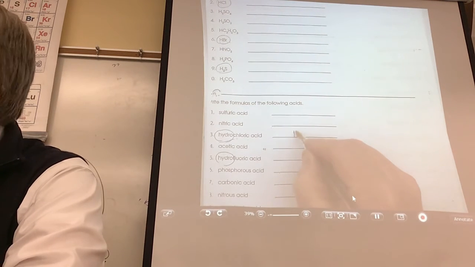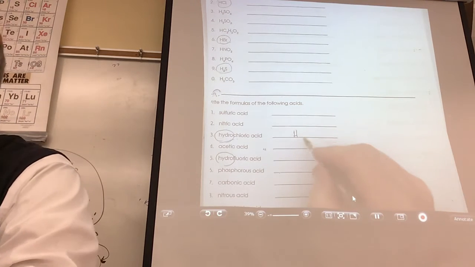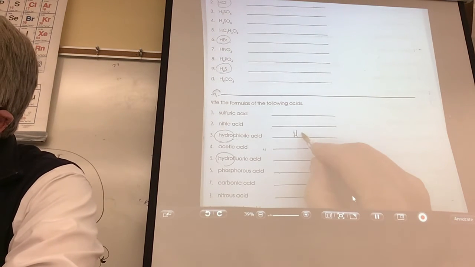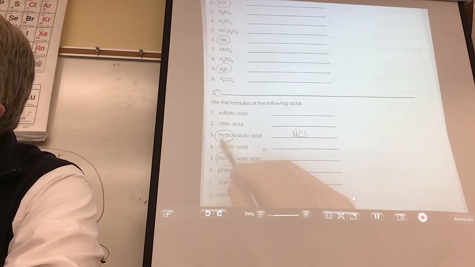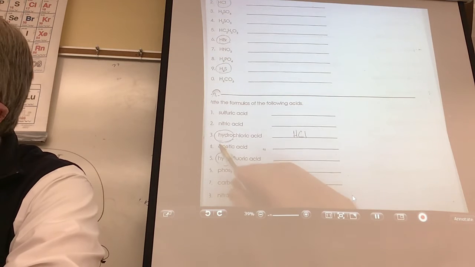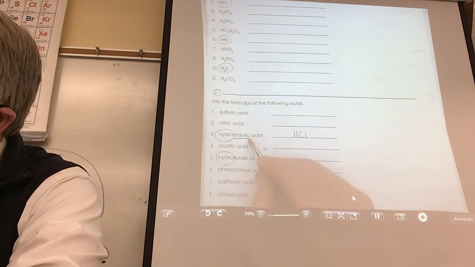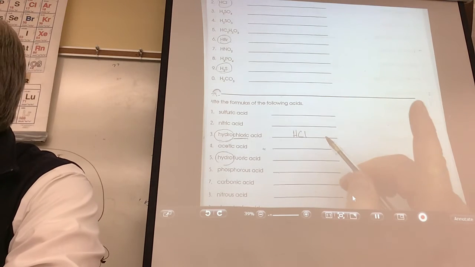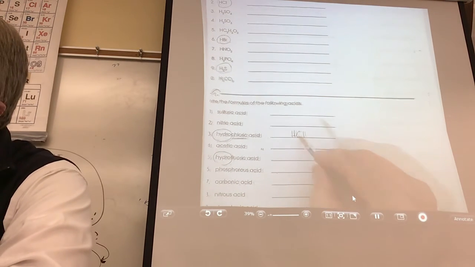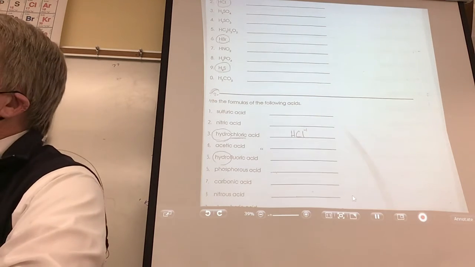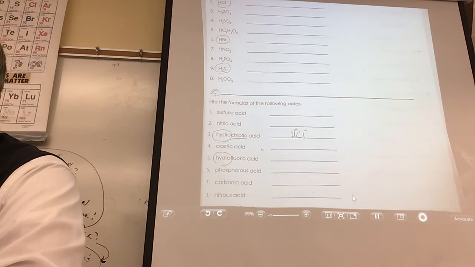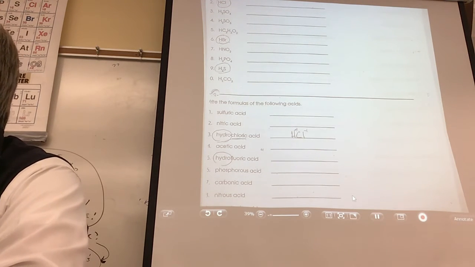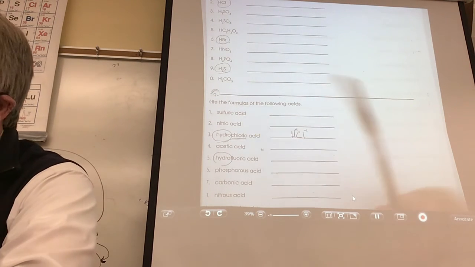Okay, so we know it starts with H, and we said hydro, so it has no oxygen. What's the other element in here? Now, wait a minute. Hydro means there's no oxygen. So I do have hydrogen. What's the other element? Element, not polyatomic ion. What's the other element? Chlorine. Chlorine on the periodic table is -1. What's hydrogen? We're done. See, when you're talking about chloric acid, that's one that has chlorate in it. This is hydrochloric acid. Okay, next.